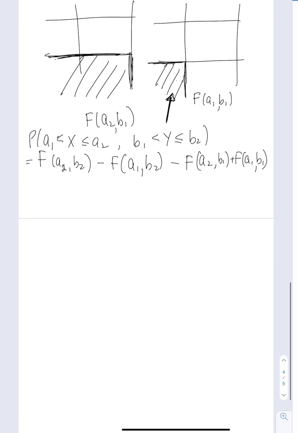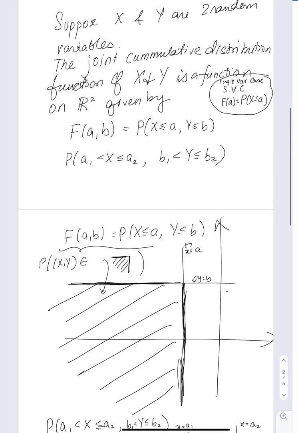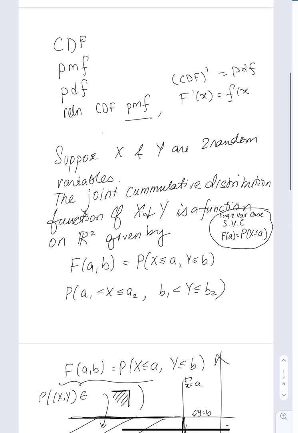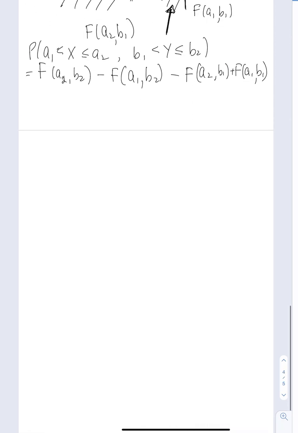Okay, all right, so now let's move on to looking at some of the other things we did in the single variable case. That is, we looked at the probability mass function and the probability density function. So let's first do the discrete case of the probability mass function. Okay, so let's look at the joint probability mass function. So suppose that X and Y are two discrete random variables.